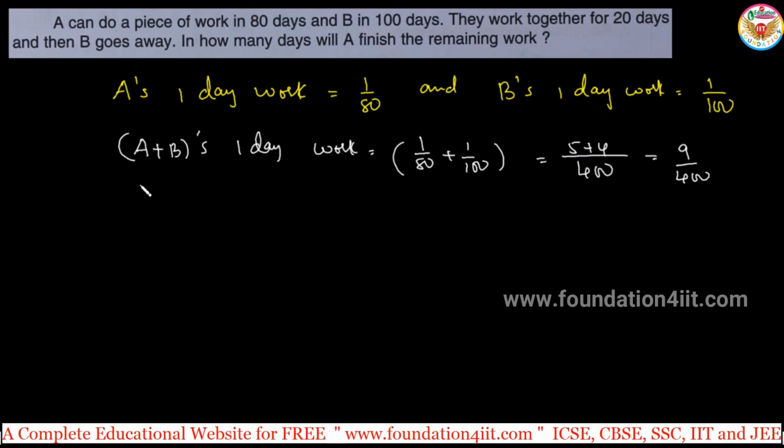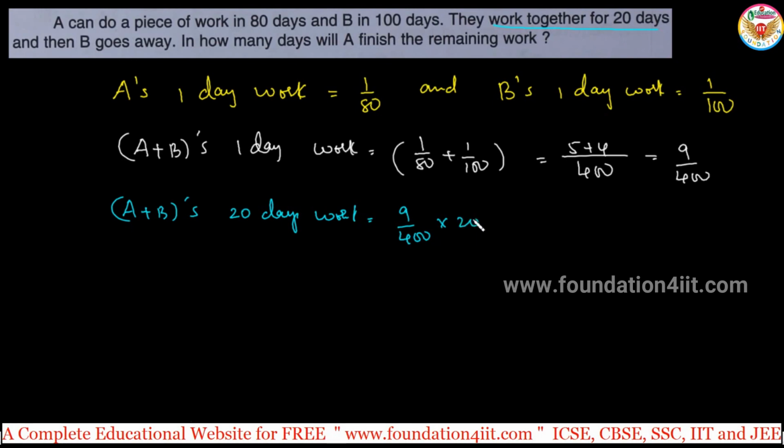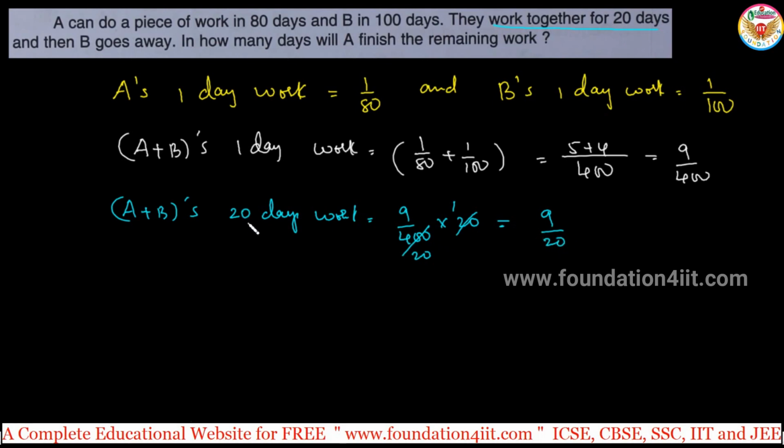Next one. Now they work together for 20 days. So A plus B's 20 days work: because in 1 day they can do 9 by 400, for 20 days it is 9 by 400 into 20. 20 ones are 20, 20s are 400. So 9 by 20. 9 by 20th part of the work they can do in 20 days. So they work together for 20 days.